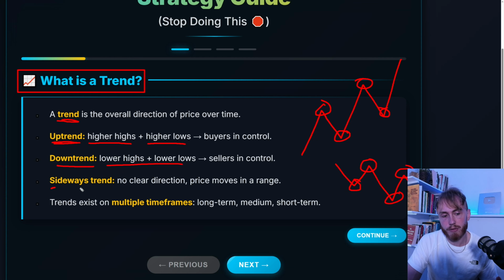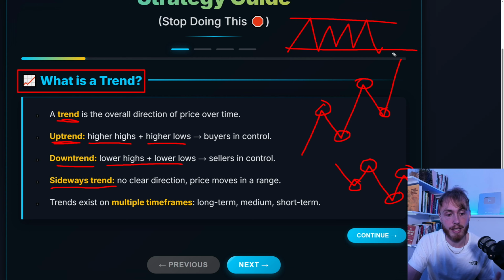We also have something called a sideways trend. Another word for this is a trading range, a sideways market. This is when the market has no clear direction and is going sideways.